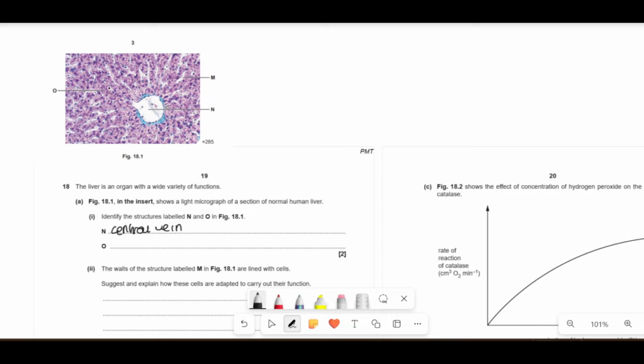And if we look at what O is pointing at, one of these tiny little thingamabobs. And here N is pointing at that gap. So that M here, those white spaces, are sinusoids. And O is pointing at a cell, so that's just a hepatocyte.